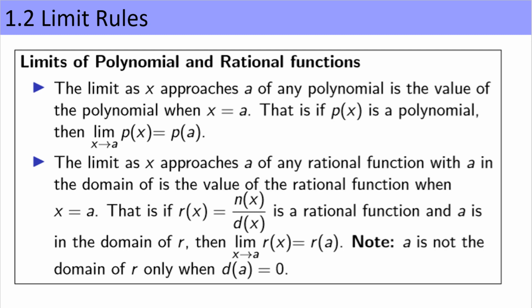Now that we have reviewed polynomial and rational functions, let's study the limits of polynomial and rational functions. The limit as x approaches a of any polynomial is the value of the polynomial when x equals a. That is, if p of x is a polynomial, then the limit as x approaches a of p of x equals the polynomial evaluated at a. The limit as x approaches a of any rational function, simply put, is the numerator at a divided by the denominator at a, as long as a is in the domain of the rational function.